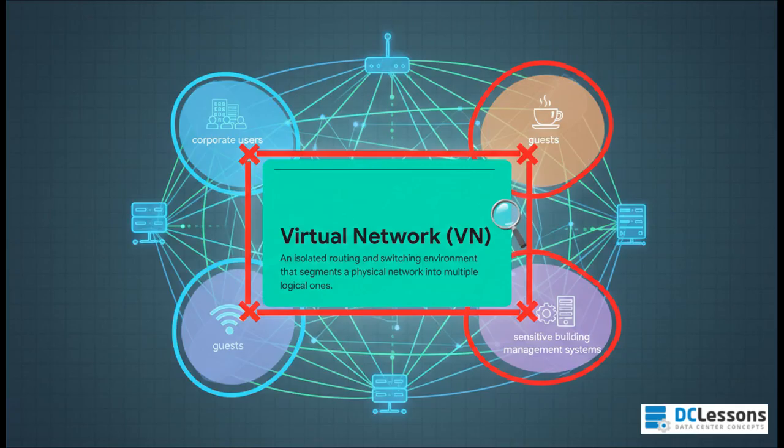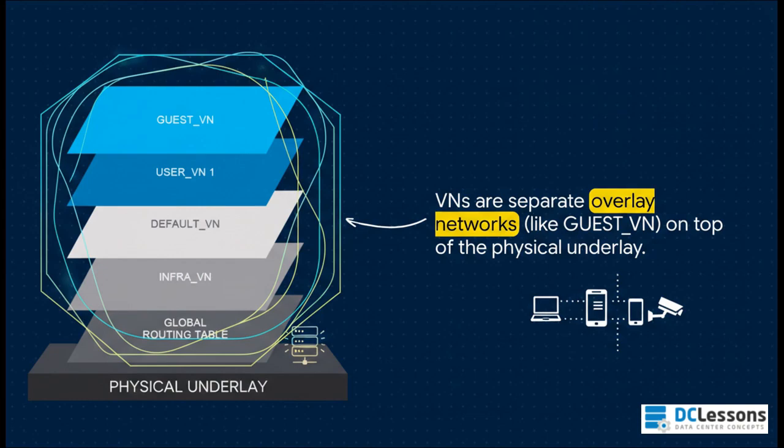The best way to think about a virtual network is like building virtual walls inside your physical network. It's a totally self-contained, logical network that runs on top of your existing hardware. By default, traffic in one VN is completely blind to traffic in another VN. This is just perfect for keeping your corporate users, your guests, and maybe your sensitive IoT devices in their own secure sandboxes. This diagram here shows the concept perfectly.